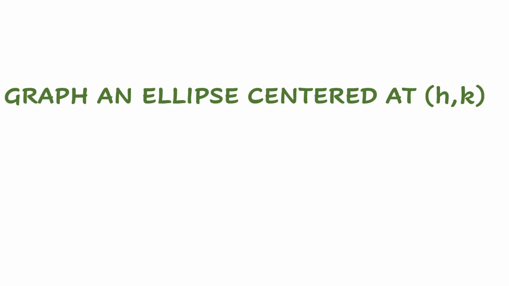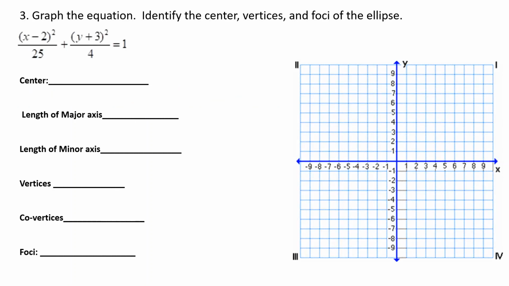In this ellipse video, we're going to graph an ellipse that is centered at (h, k). So we're sliding the ellipse now horizontally and vertically. Let's take the first example. We're going to graph this equation, and identify the center, vertices, and foci of the ellipse.